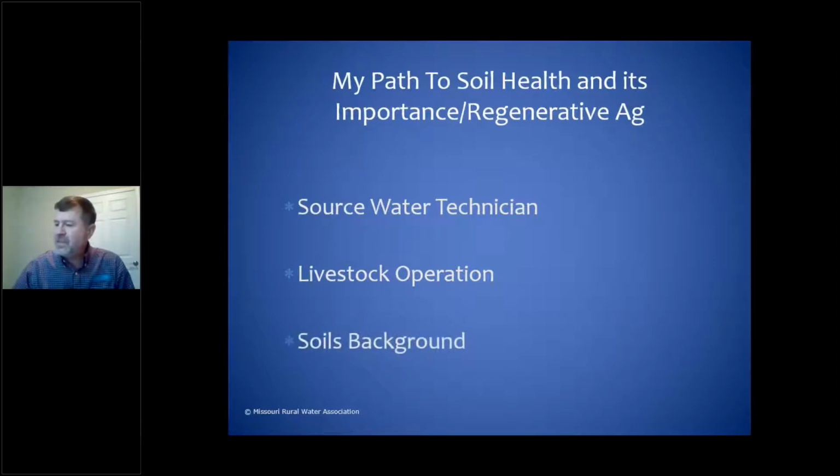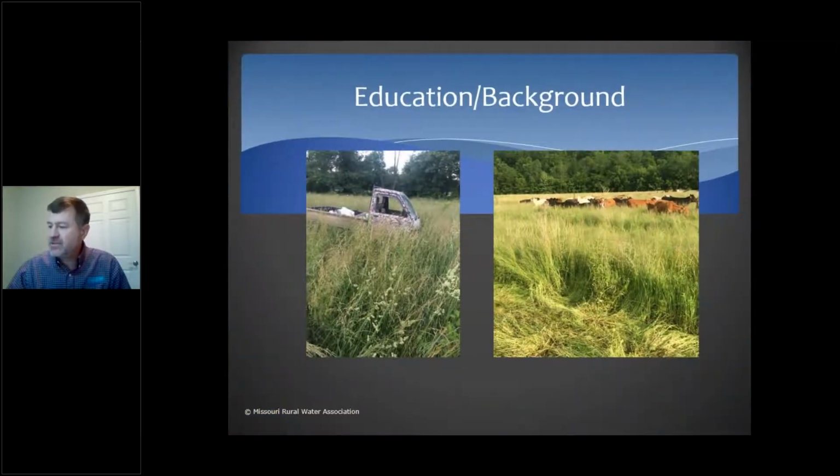And then like you said, I've got a soils background. I got a degree from the University of Missouri, so I don't know if that's good or bad talking to some of the Iowa folks, but I was really taught conventionally, and this all formed my path to go into what I'm talking about today. Those are just little pictures, and like I said, I was conventionally trained.